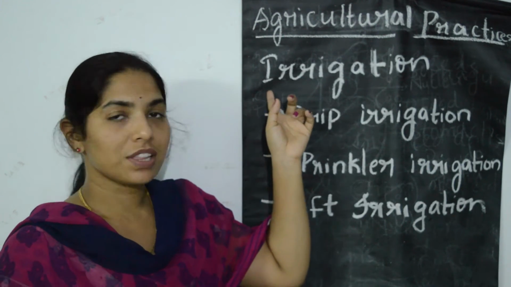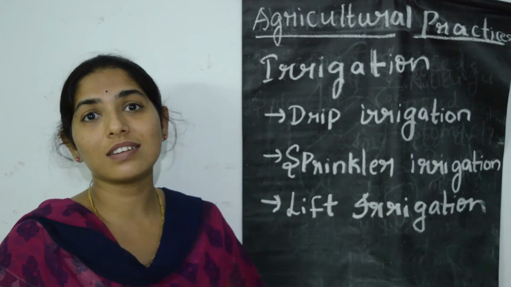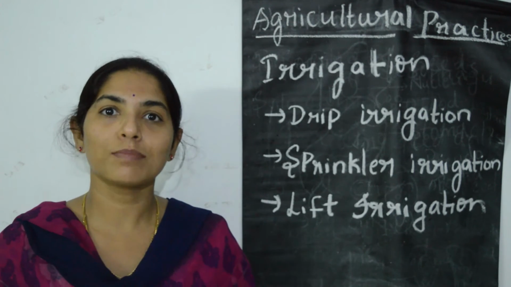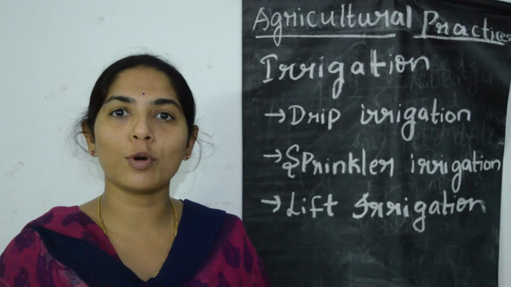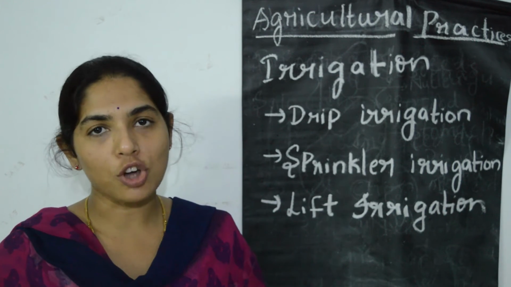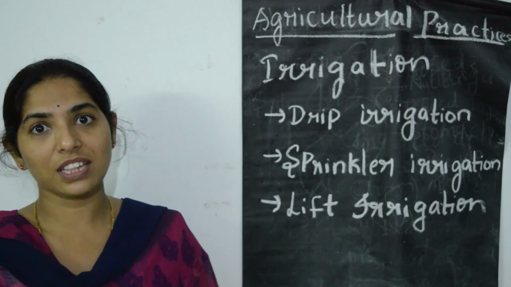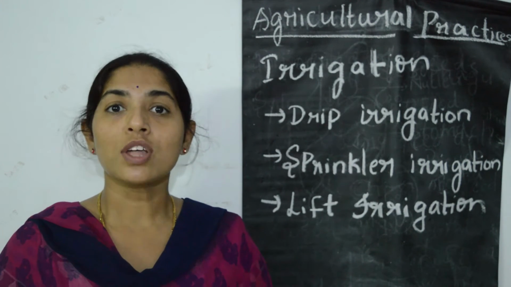The next step is irrigation. Irrigation is giving water to the plants at regular intervals. Now this frequency of irrigation will vary from crop to crop. For example, if you take a paddy field, generally more water is required, and it also differs from season to season. In summers generally the plants have to be given more water, and it also differs from soil to soil.